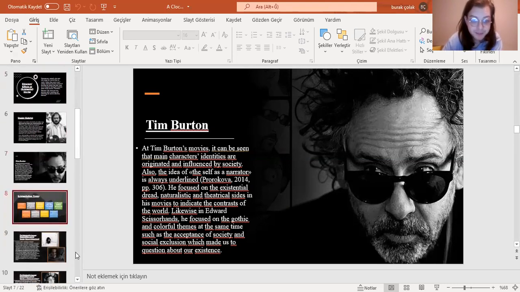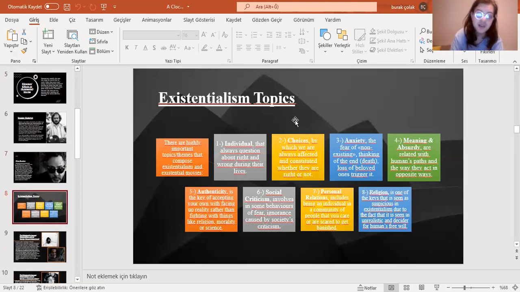Here are some topics of existentialism. First, the individual. They always question right and wrong during their lives, their paths, and choices, by which we are always affected and considered whether they are right or wrong. Anxiety: the fear of non-existing, thinking of the end, death, and the loss of beloved ones trigger anxiety.